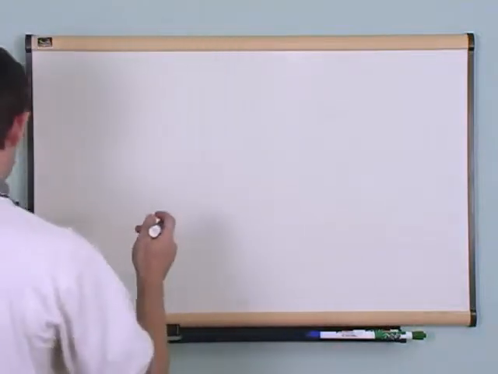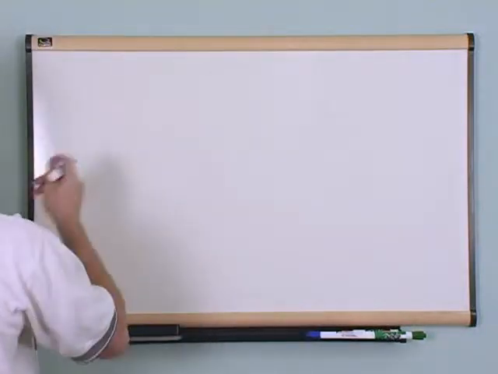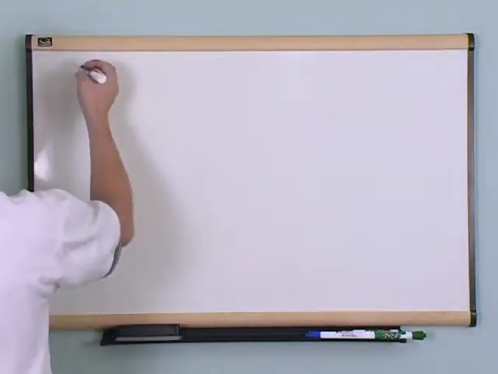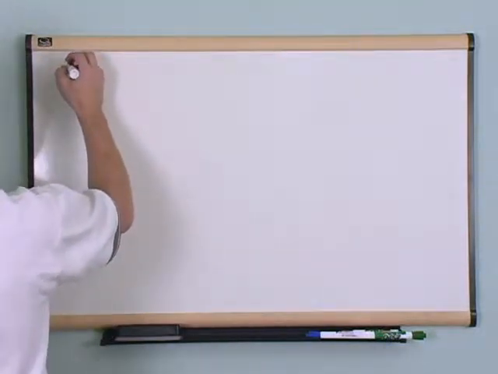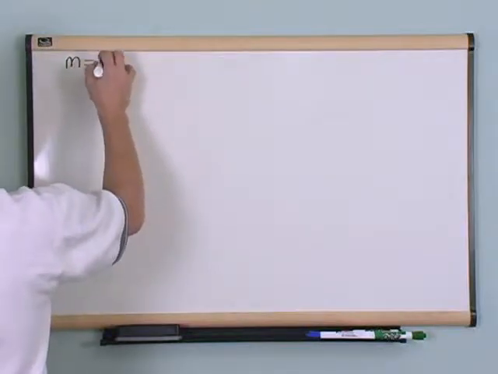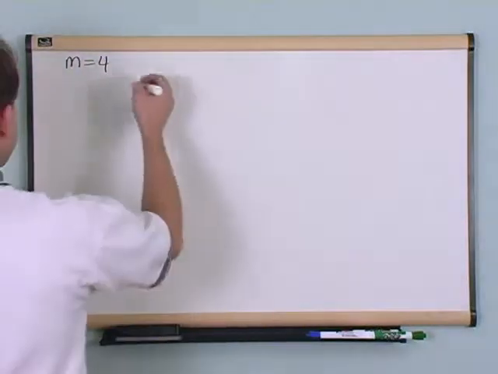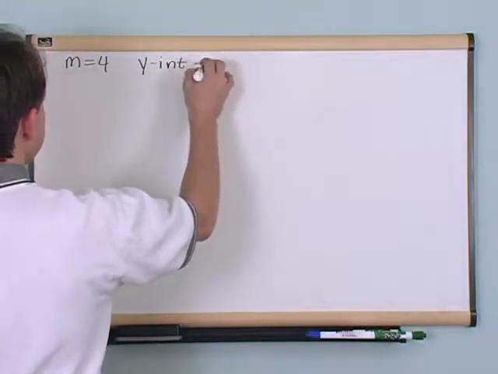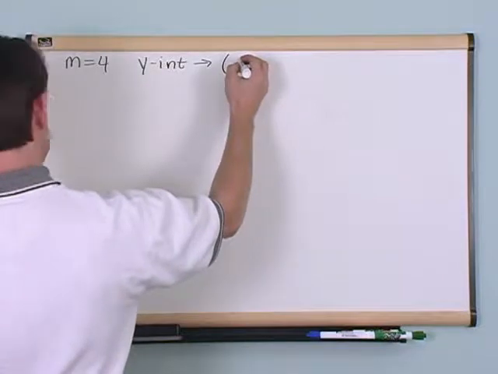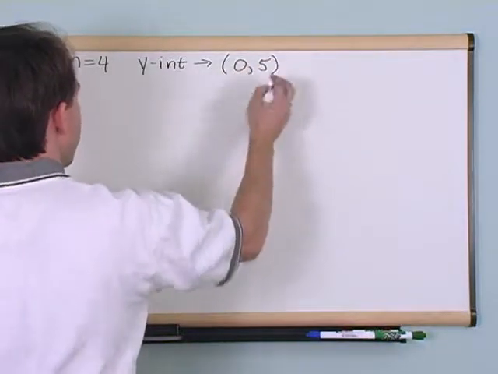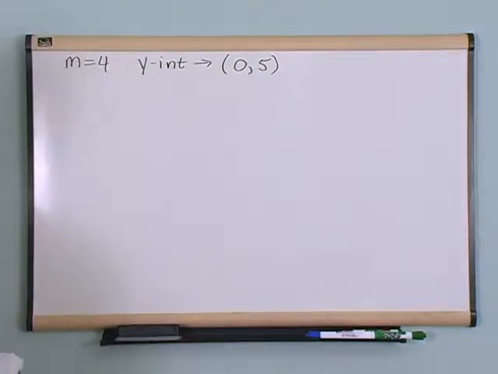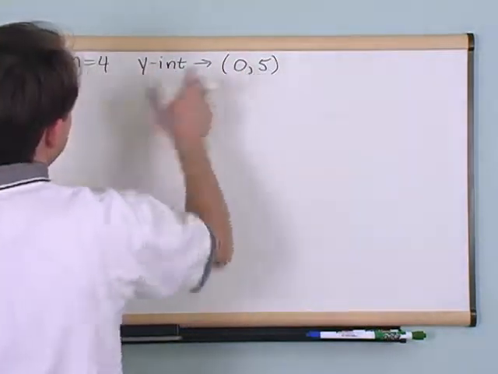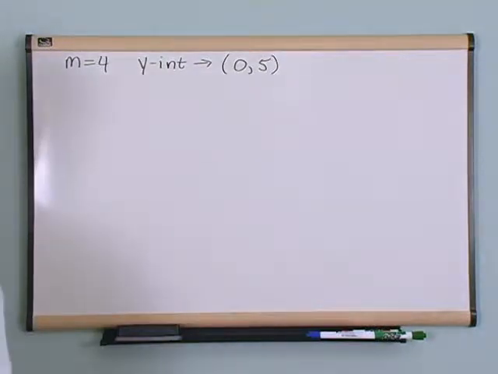So if I write on the board here, what if I give you two pieces of information about a line. The first is, I say the slope is equal to 4. Let's just say I give that to you. And then I also tell you that the y-intercept is given by (0, 5). And then the question, on the test or the quiz, is: given these two pieces of information, the slope and the y-intercept, write down the equation of the line.